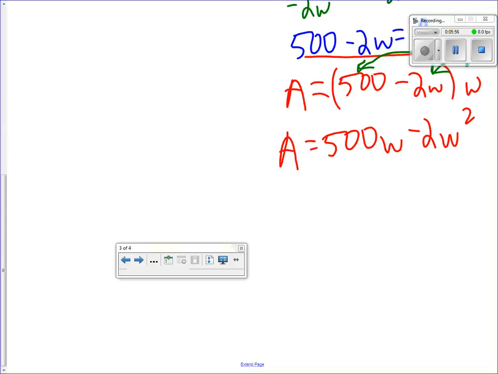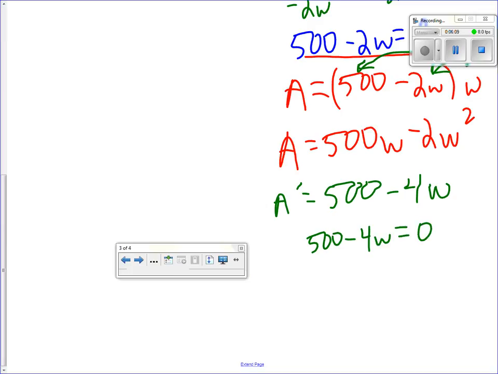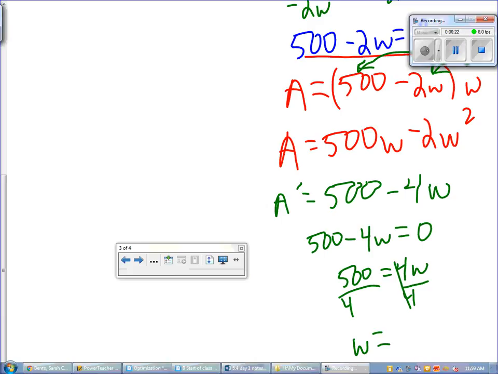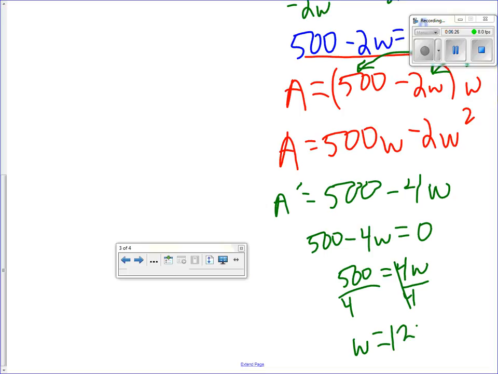Let's try that again. So A prime would be 500 minus 4W. And I'm looking for my critical points, so I'm going to set that equal to 0. It'll never be undefined because there's no division there. So W equals 500 divided by 4, and that's 125. That's my critical point.